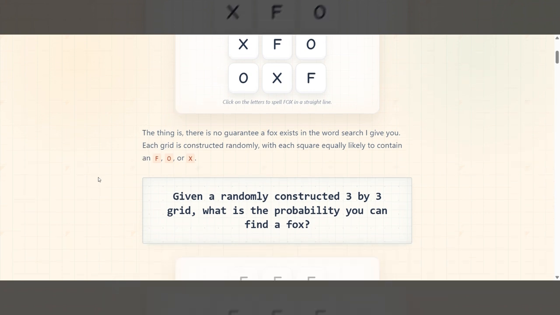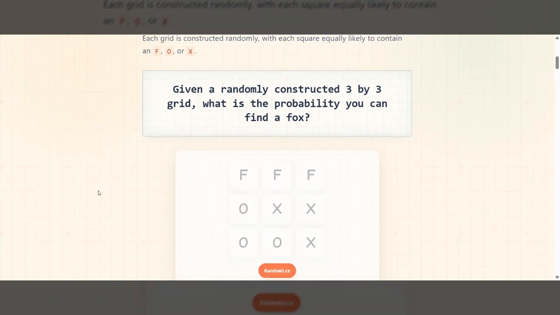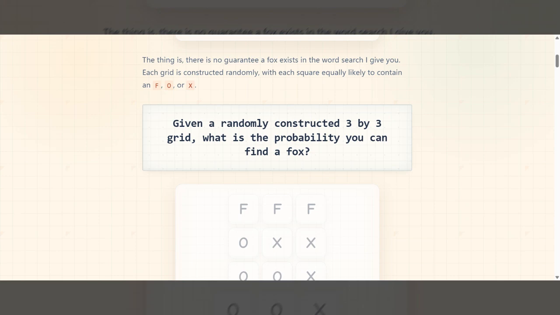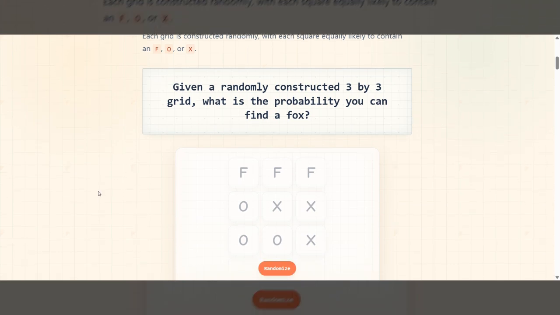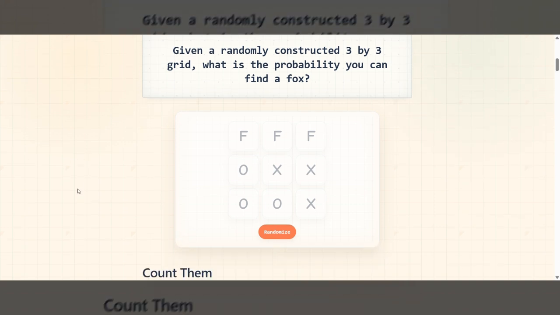The thing is, there is no guarantee of what exists in a word search I give you. Each grid is constructed randomly, with each square equally likely to contain an F, O, or X. Given a randomly constructed 3 by 3 grid, what is the probability that you can find the fox? So about half.